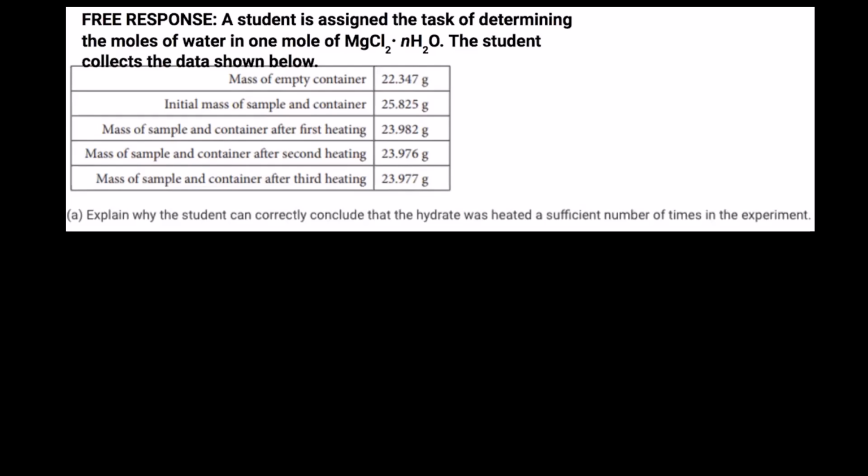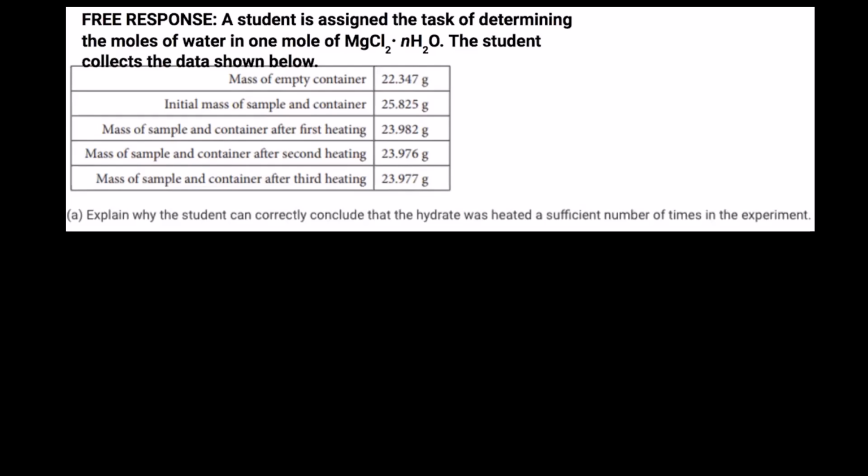So if we have the mass of the empty container and the initial mass of the sample and the container, we can find the initial mass of the sample. If we have the initial mass of the sample and container and the mass of the sample and the container after the third heating, we can find the mass of the sample after we heated everything and boiled off all of the water. And so you have to understand how to use these numbers and not just memorize, oh, this is what you plug in here. So really understand what the numbers mean and what you can find from them.